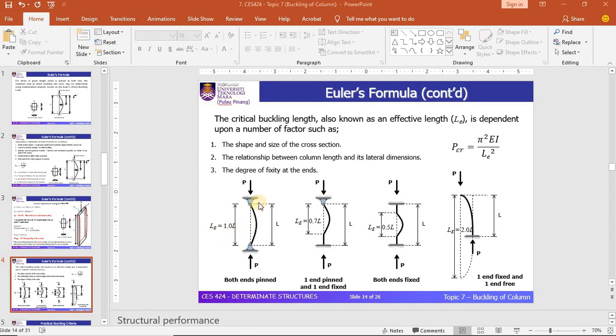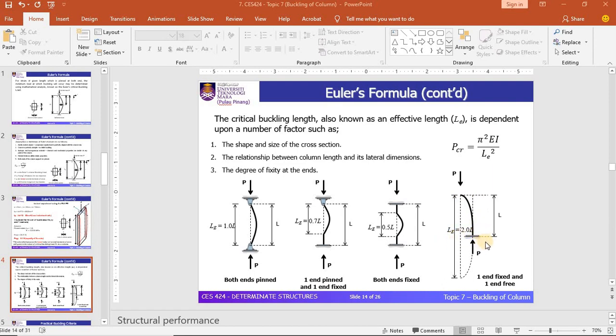So L refers to the total length of the strut. Meanwhile, for the pin-fixed condition, you can see that LE is 0.7 L. For the fixed-fixed condition, LE is equal to 0.5 L. And for the cantilever column, where one end is fixed and the other is freely supported, LE is equal to 2.0 L.